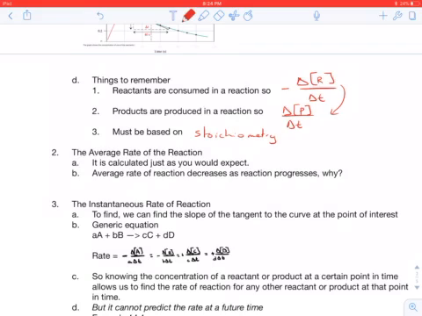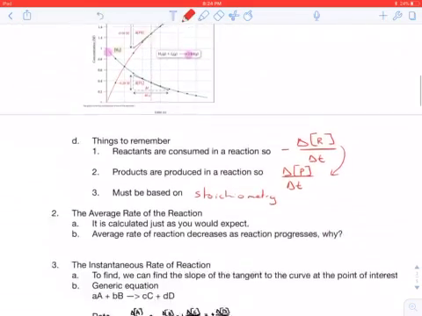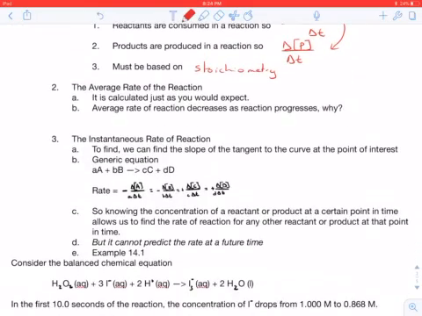Now, average rate of reaction is calculated just as you would expect. The average rate of a reaction decreases as the reaction progresses. Why is that? We're going to cover that in more detail later, but basically the reactants are being used up, so there are fewer reactions to happen. And we'll talk about collision theory in another video.